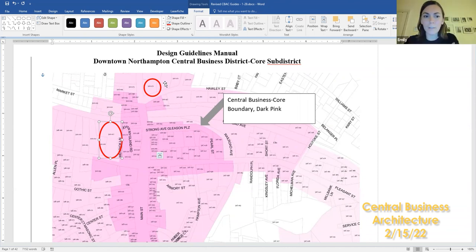Mm-hmm. Yeah, I'm in favor of including those two lots as part of the central business district. I think that makes a lot of sense. As far as expanding further down King Street, given the new form-based codes that we've been looking at, they're pretty strict. And I feel like if those can be followed pretty closely, then the new development along King Street could be in keeping with some of the design features that we're trying to preserve downtown.